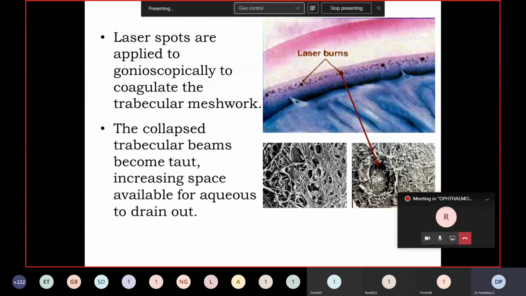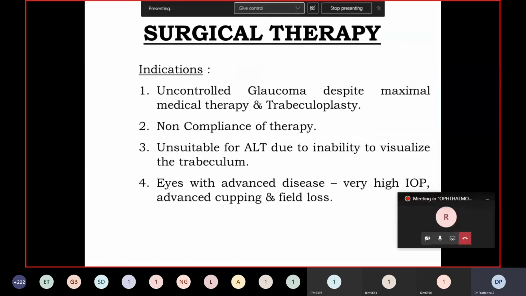If the patient is non-compliant with the medical therapy, or even with the maximal combination therapy, that is even 3 drugs are used, but still the patient is not having good IOP control, then we can move on to surgical therapy. So for uncontrolled glaucoma despite maximal medical therapy and trabeculoplasty, we prefer surgical therapy. In a non-compliant patient also, we prefer surgical therapy.